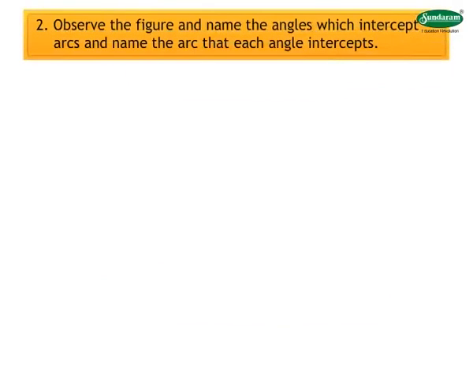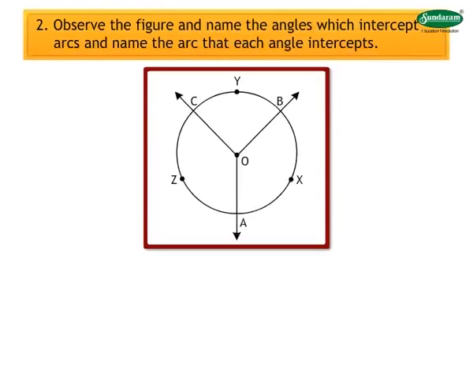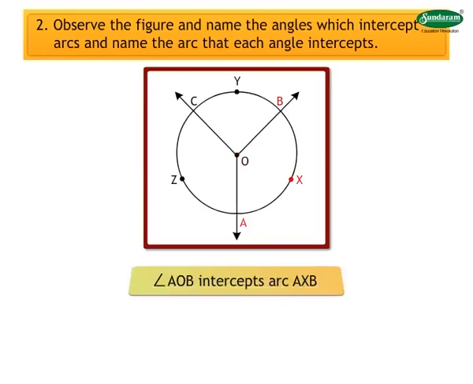2. Observe the figure and name the angles which intercept arcs and name the arc that each angle intercepts. Taking angle AOB. In this figure, as point B of the arc AXB lies on side OB of angle AOB and the point A of arc AXB lies on side OA of angle AOB, we can say that angle AOB intercepts arc AXB.